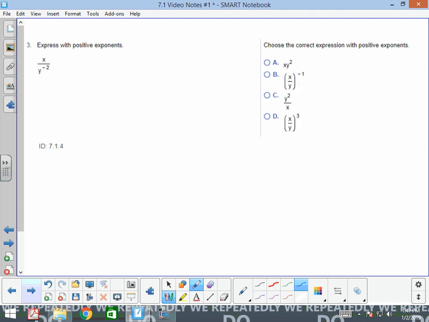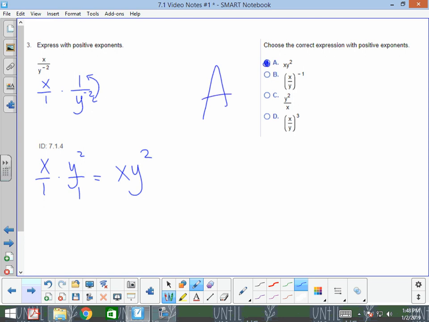Okay. Same thing here. We can actually split this up. This is actually x over 1 times 1 over y to the negative 2. Just kind of split it up a little bit just so you can see whenever I multiply the two fractions, it does get x over y to the negative 2. Now I'm going to keep the x over 1, but I'm going to flip the 1 over y to the negative 2, so now it's y to the 2nd over 1. So that's x y squared. So that one is A.